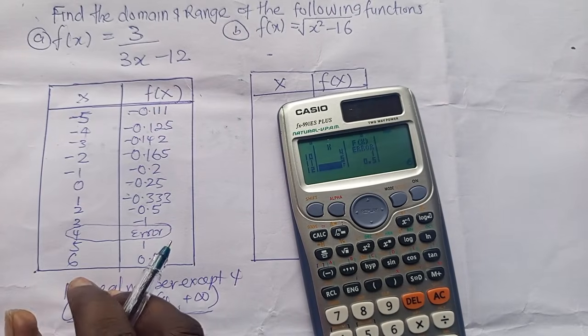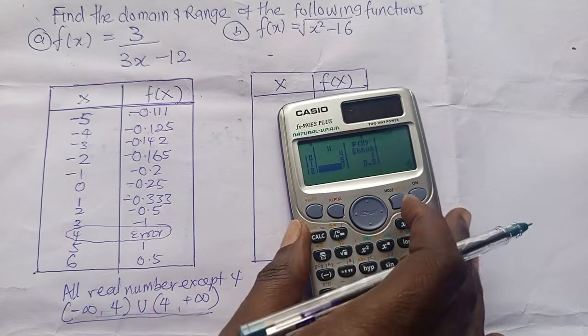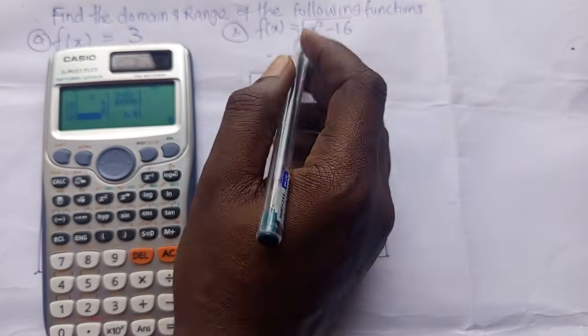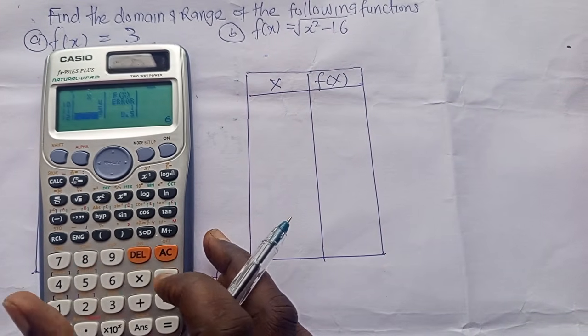Now, let's go to question number 2. I believe you are getting it. Question number 2 says f(x) is equal to the square root of x squared minus 16.